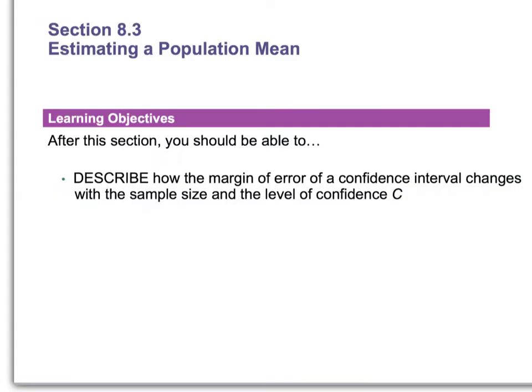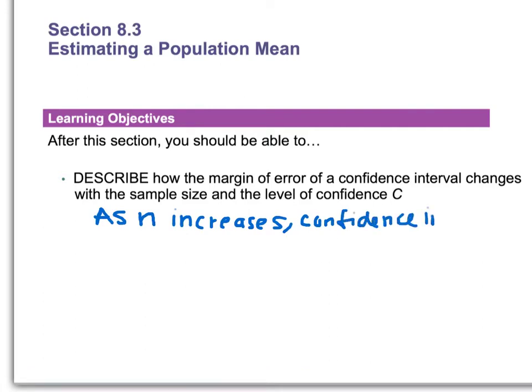The first goal is to describe how the margin of error of a confidence interval changes with the sample size and with the level of confidence. We've already talked about this a little bit, okay? Basically, as our sample size increases, the confidence interval narrows. So this really is a review.